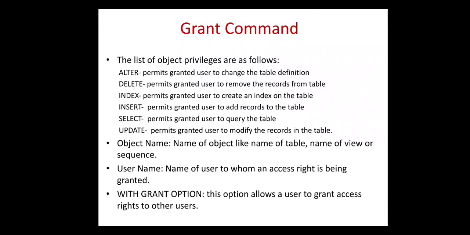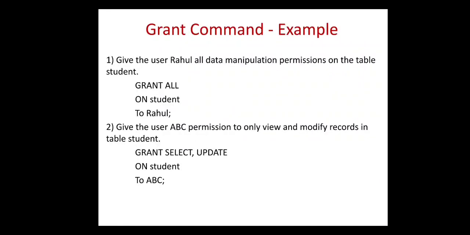And this is the username which we have created using the create user command. And the last option is WITH GRANT OPTION, which is written in square brackets. Square brackets mean it is optional, it is not compulsory. What is the purpose behind this? If you write WITH GRANT OPTION, this allows a user to grant access rights to other users. It means he has the permission to give access, to give the rights, to other users.